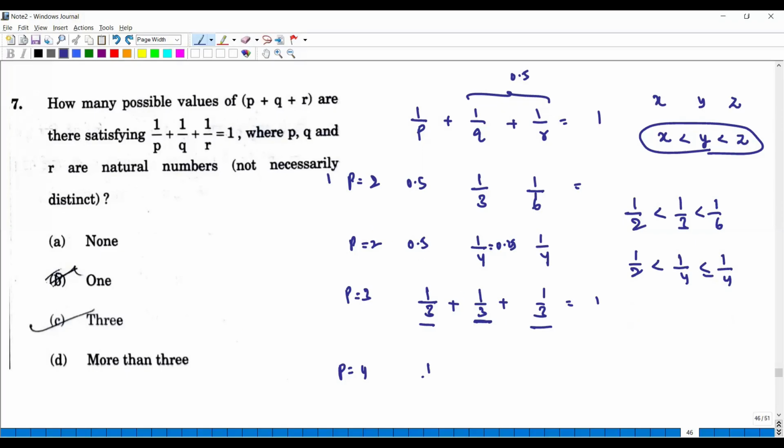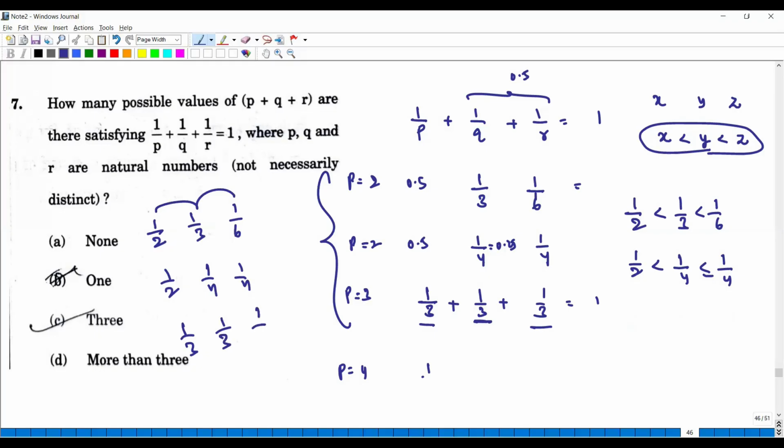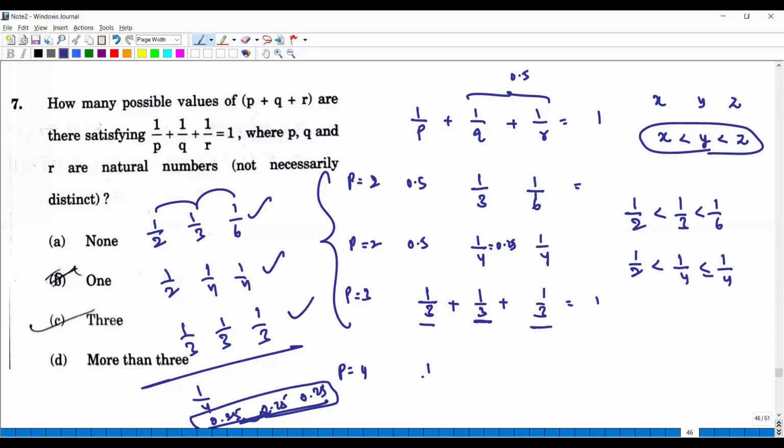So the possible pairs are these 3 pairs. The first one is 1 by 2, 1 by 3, 1 by 6. I'm taking it as less or equal. Then after 1 by 2, 1 by 4, 1 by 4. Then after 1 by 3, 1 by 3, 1 by 3. That's it. If I take 1 by 4, this is 0.25, less than this or equal to this. Even if you take equal to this, 0.25, 0.25, 0.25 will be up to 0.75 only. So there are only 3 pairs possible.